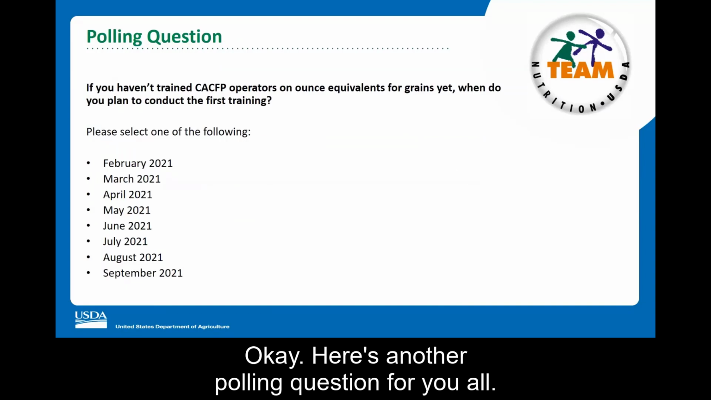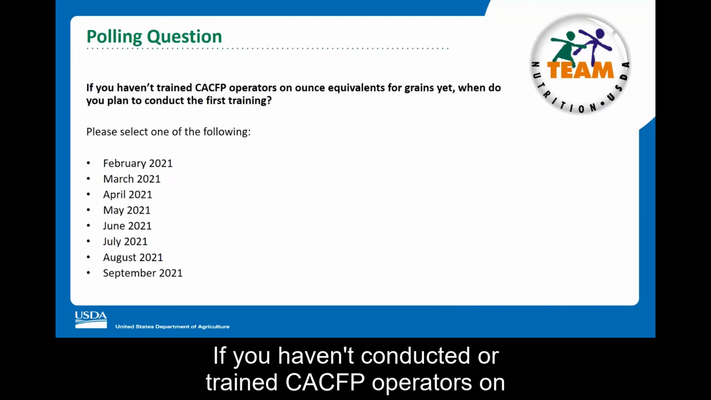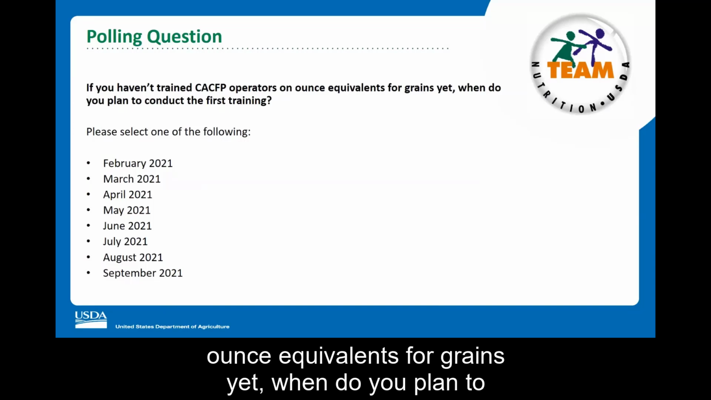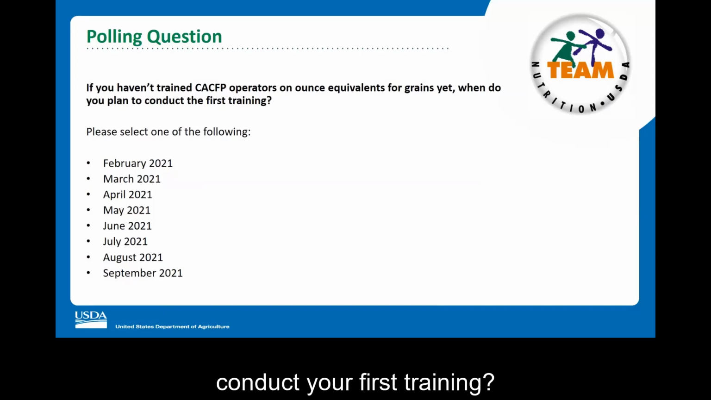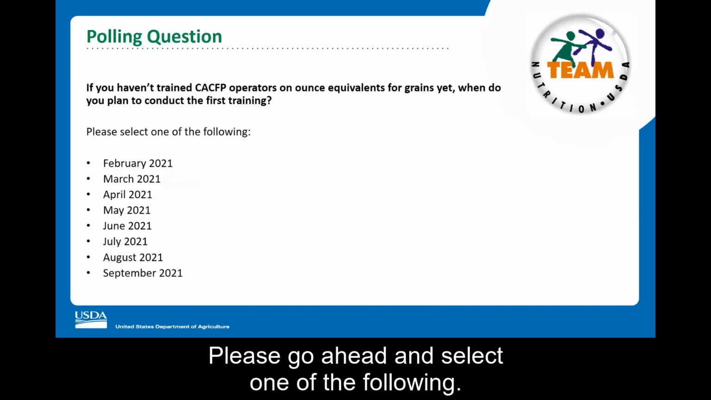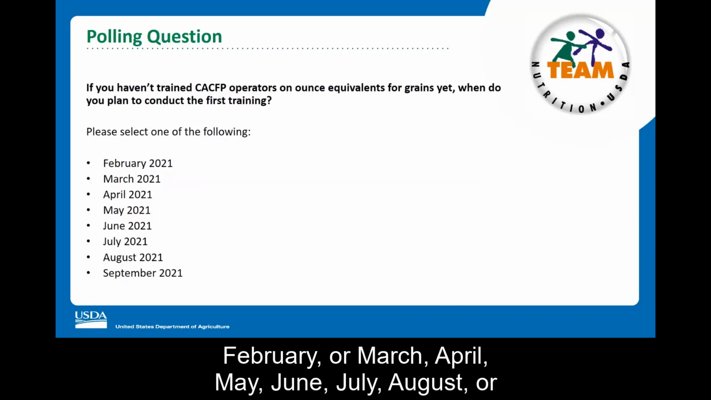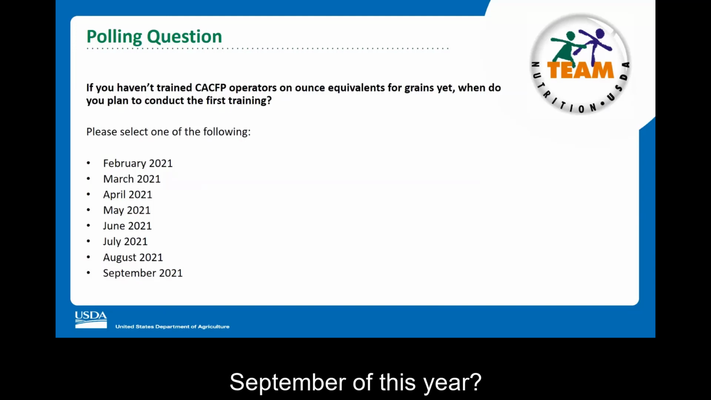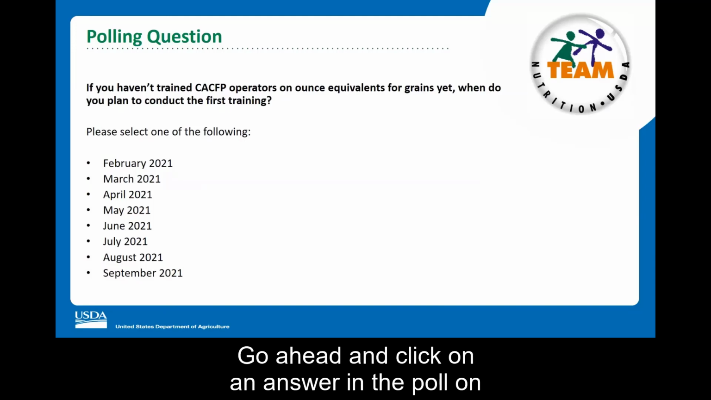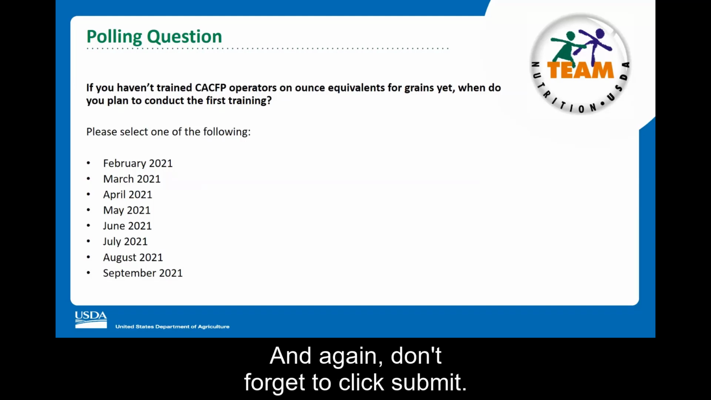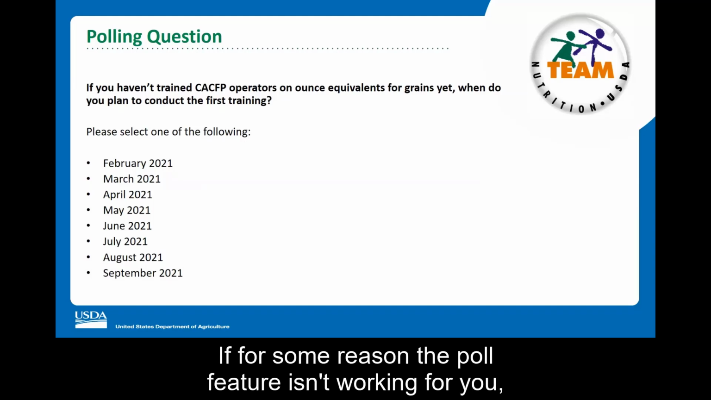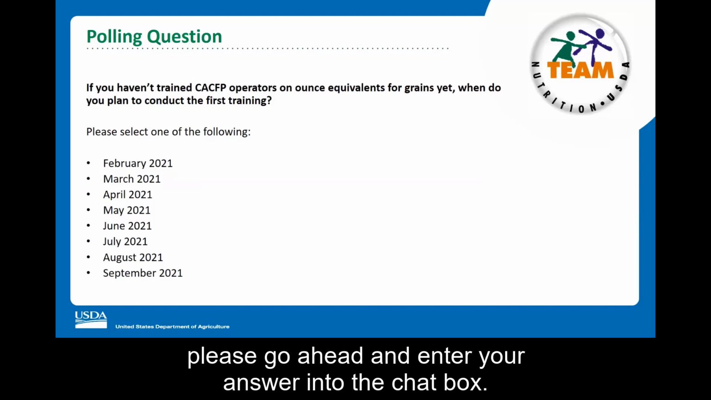Okay, here's another polling question for you all. So if you haven't conducted or trained CACFP operators on ounce equivalents for grains yet, when do you plan to conduct your first training? Please go ahead and select one of the following. Do you plan on providing that training this month in February, or March, April, May, June, July, August, or September of this year? So go ahead and click on an answer in the poll on the side of your screen. And again, don't forget to click submit. If for some reason the poll feature isn't working for you, please go ahead and enter your answer into the chat box.